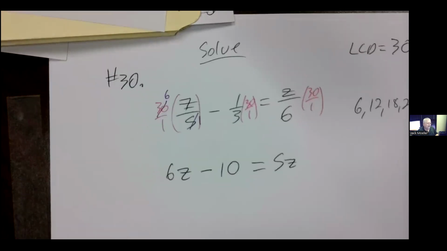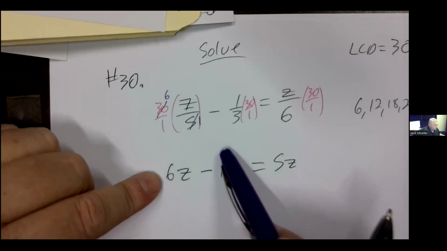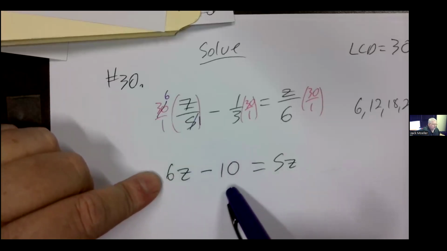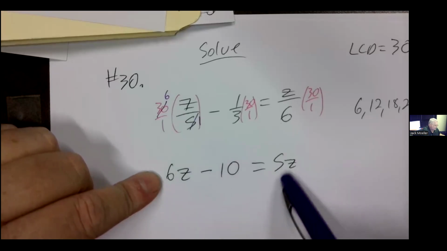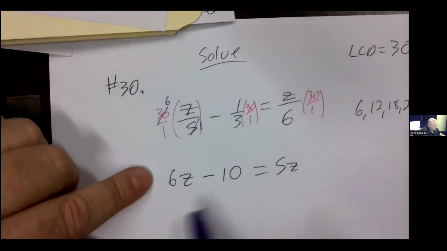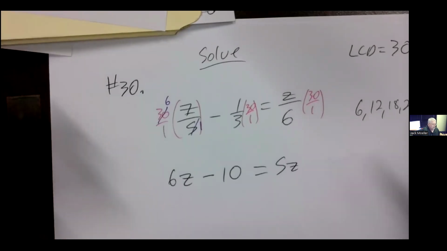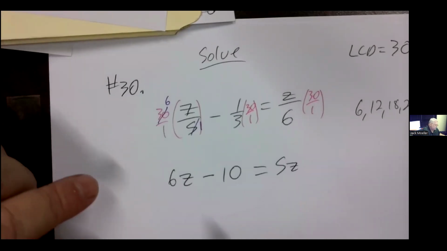Okay. So now we have no fractions. So we have 6z minus 10 equals 5z. All right, so which side do we want the variable on? Well, if it was me, since the only constant in the problem is on the left, I would move my variable to the right. It'd be less steps. But let's see what happens if you want the variable on the left, because this is what a lot of you will be used to.